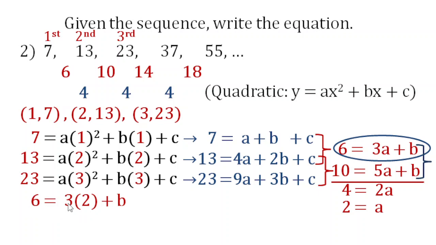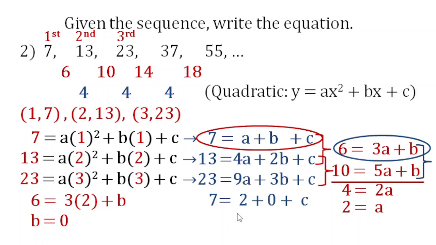Okay, so 3 times 2 is 6. So this means B is 0. And using this equation, we can find the value of C because we already know that B is 0 and A is 2. So 7 equals 2 plus 0 plus C. Then C here is 5.